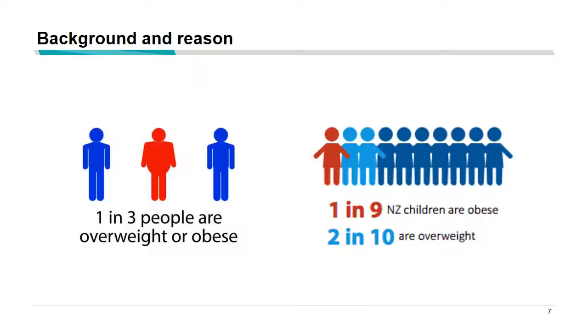Specifically, in New Zealand, around 1 in 3 adults are overweight or obese. About 1 in 9 children are obese, 2 in 10 are overweight. So obesity is an extremely serious issue in New Zealand now, and this is why I chose this topic.